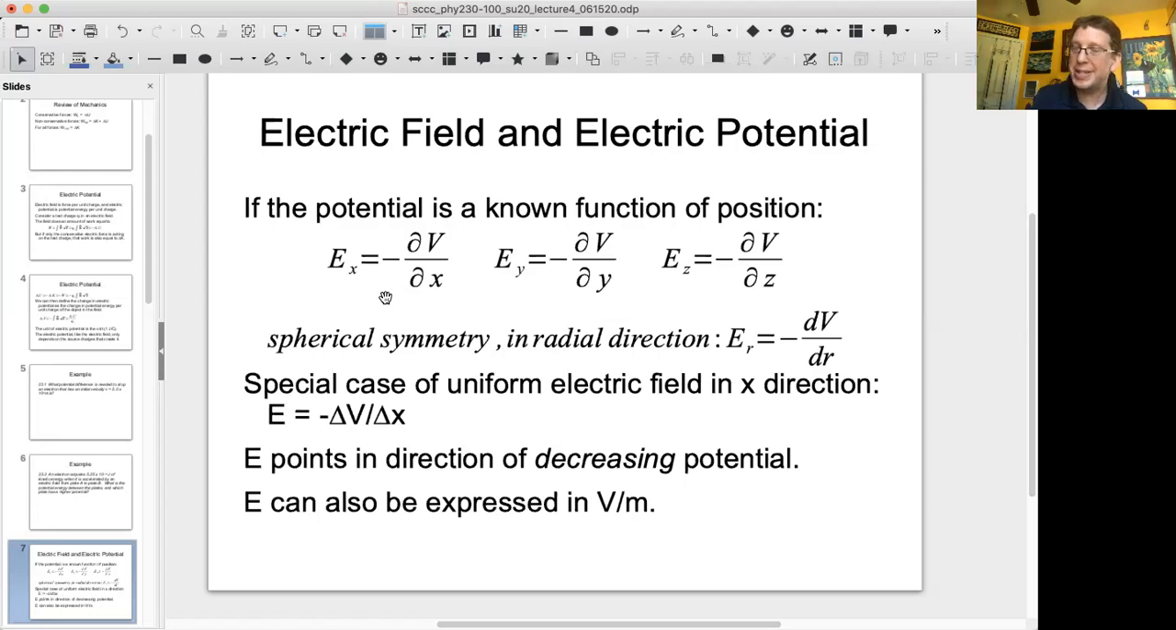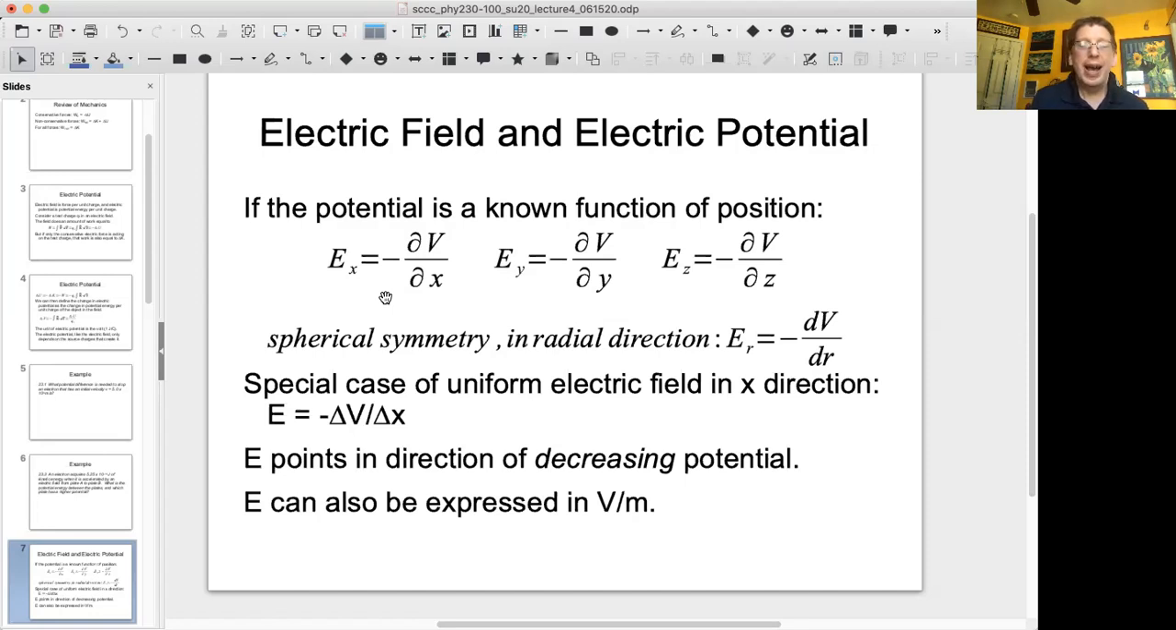And if you didn't notice that in those two examples, I recommend going back, rewinding this and taking a look at those two examples. The electric field always points out of positive towards negative, but potential increases as you approach positive charges and decreases as you approach negative charges or move away from positive charges. So E points in the direction of decreasing potential.